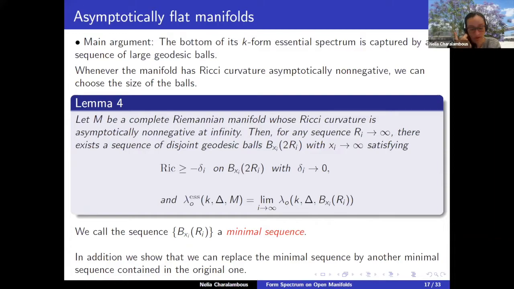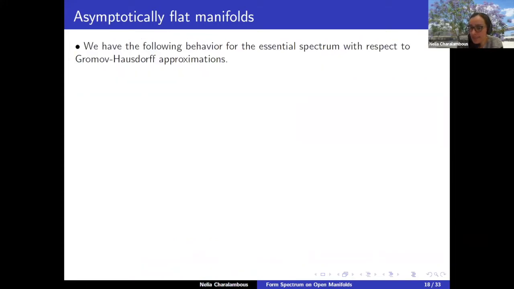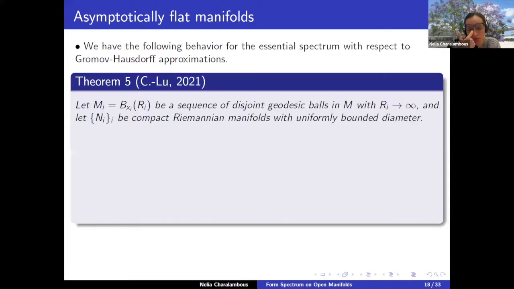So we have some flexibility in choosing this minimal sequence. So what we did is describe the behavior of the essential spectrum. We have another property. We showed that we can describe it with respect to Gromov-Hausdorff convergence, following a Gromov-Hausdorff approximation type of result. So we start out with a sequence of disjoint geodesic balls, like our minimal sequence.